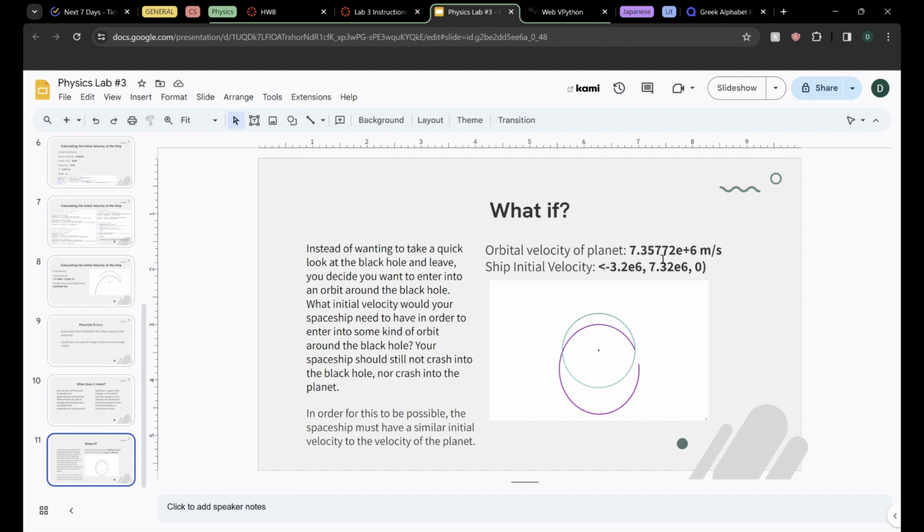So the orbital velocity of the planet is 7.35772e6 meters per second, and I calculated the ship's initial velocity to be negative 3.2e6 meters per second in the x direction, and 7.32e6 meters per second in the y direction in order to enter orbit, as you can see here. I used the guess and check method for this as well, which could lead to some discrepancies, but overall I got a fairly accurate result. That is the end of my presentation.